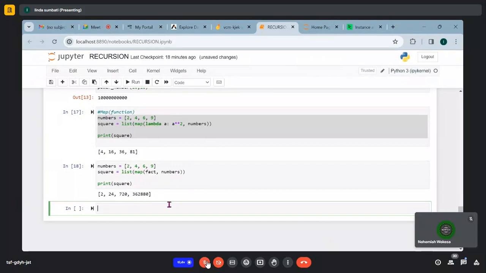So what have we done? This is what it gives. So we have gotten factorial of 2, 4, 6, and 9. What is the factorial of 9? We can check. Yeah, factorial of 9 is 362,880. Factorial of 6 is 720. So that is what it does.